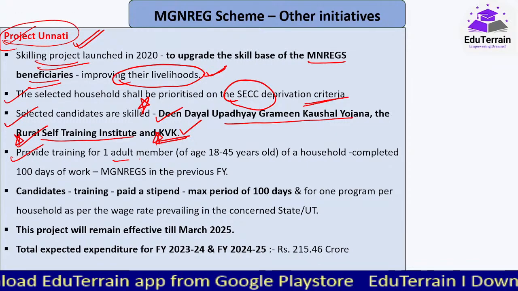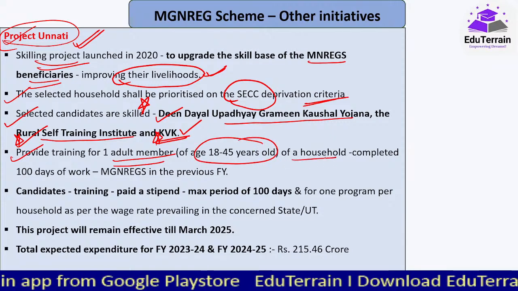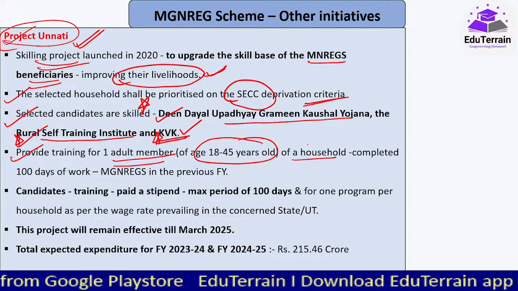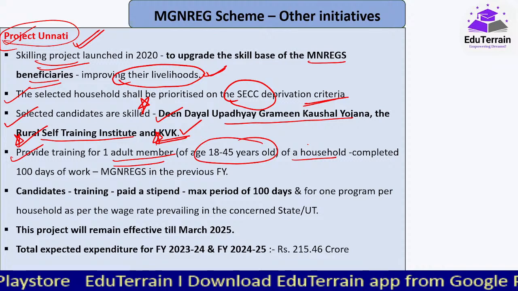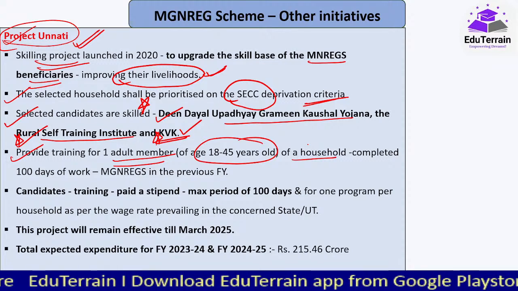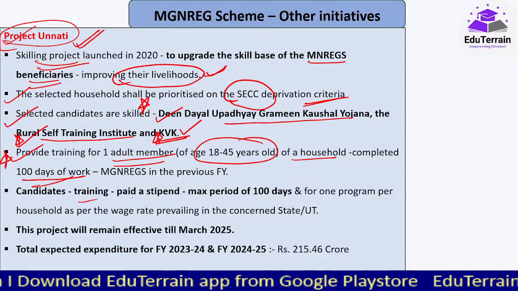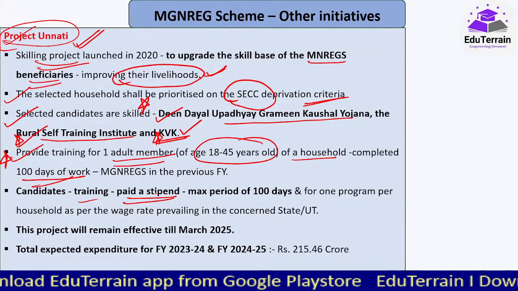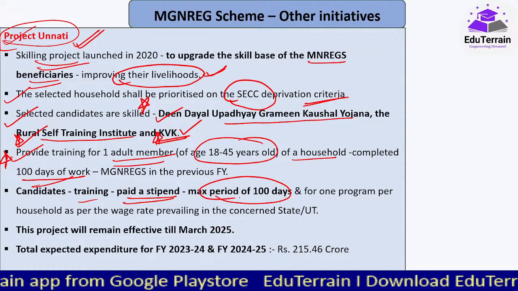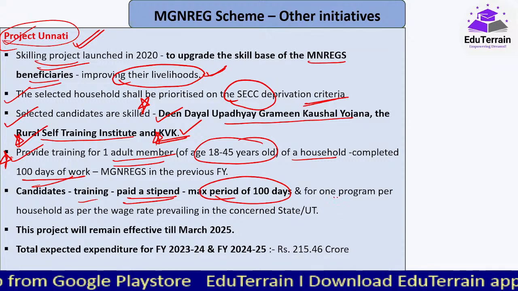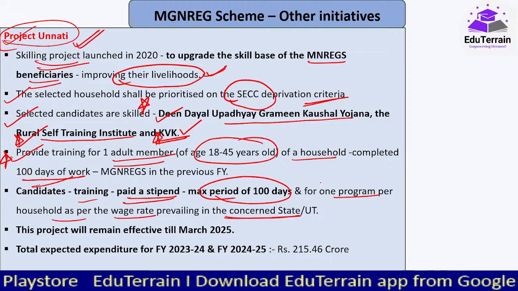It provides training for at least one adult member, aged 18 to 45 years, of a household who have already completed at least 100 days of work in the previous financial year. Only those adults would be eligible for this particular program. Okay. Candidates during training will be paid a stipend also, and the skill training courses would be for a maximum period of 100 days, and for one program per household, as per the wage rate prevailing in the concerned state or union territories.